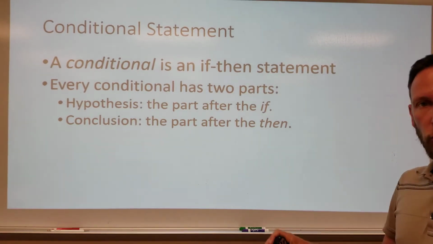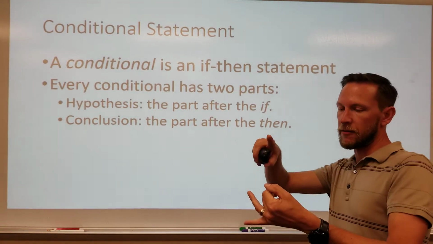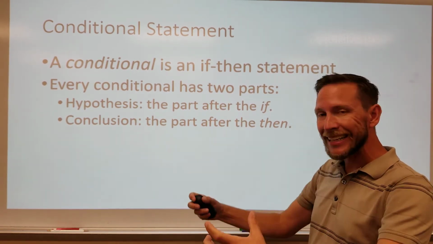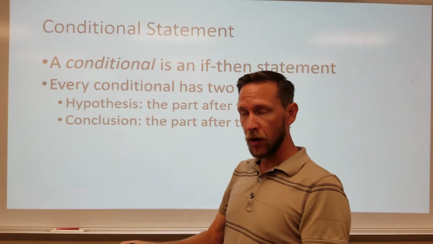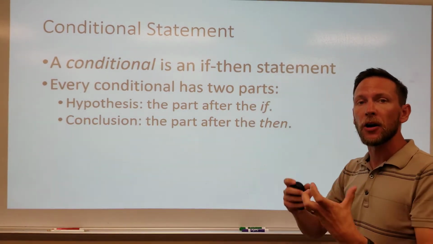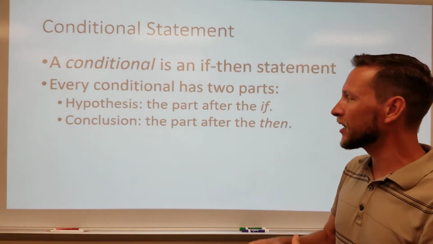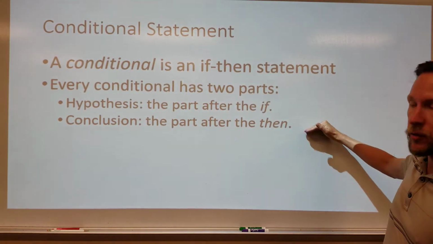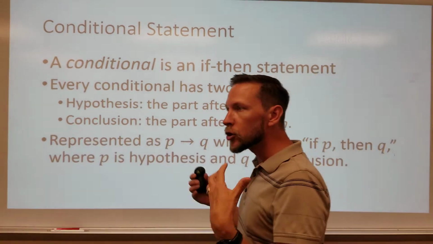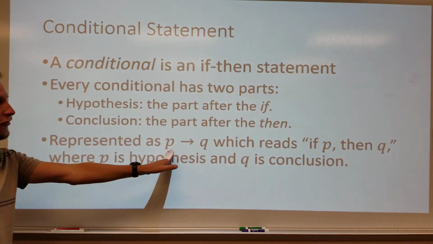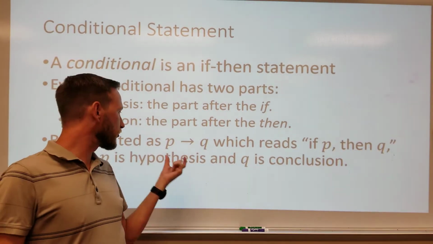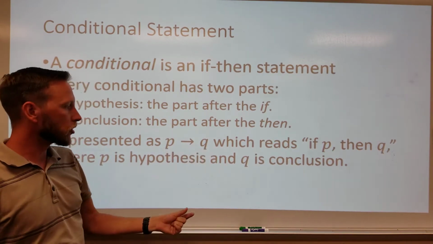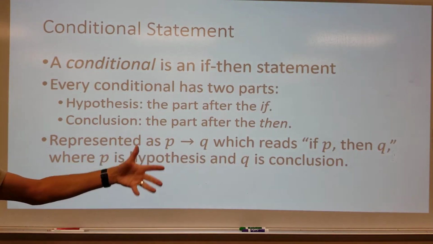Each conditional has these two parts. They have the hypothesis and they have the conclusion. The hypothesis is the part of the sentence that comes after the word if, all right? The conclusion is the part that comes after the then, all right? This is the condition. This is the result. The condition, the result. And we usually represent it in this form. It's kind of a shorthand notation for hypothesis, then conclusion. If P, then Q, where P is the hypothesis and Q is the conclusion.